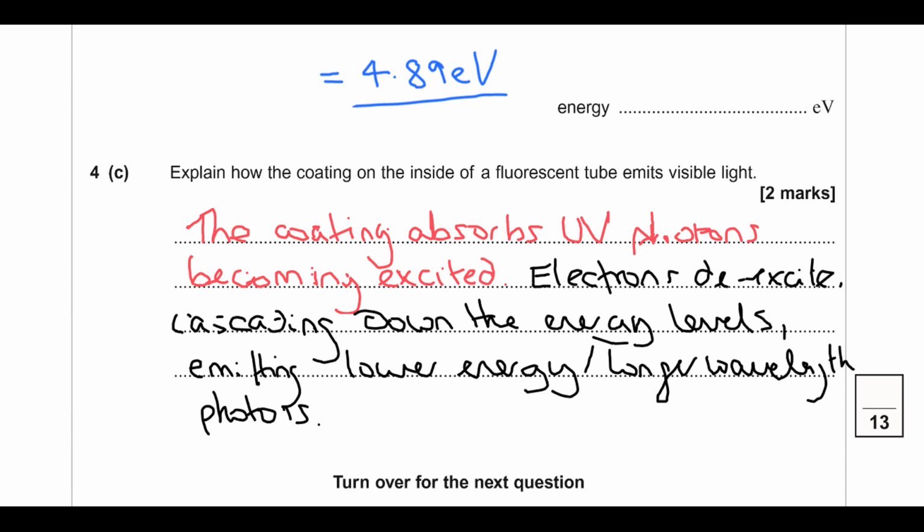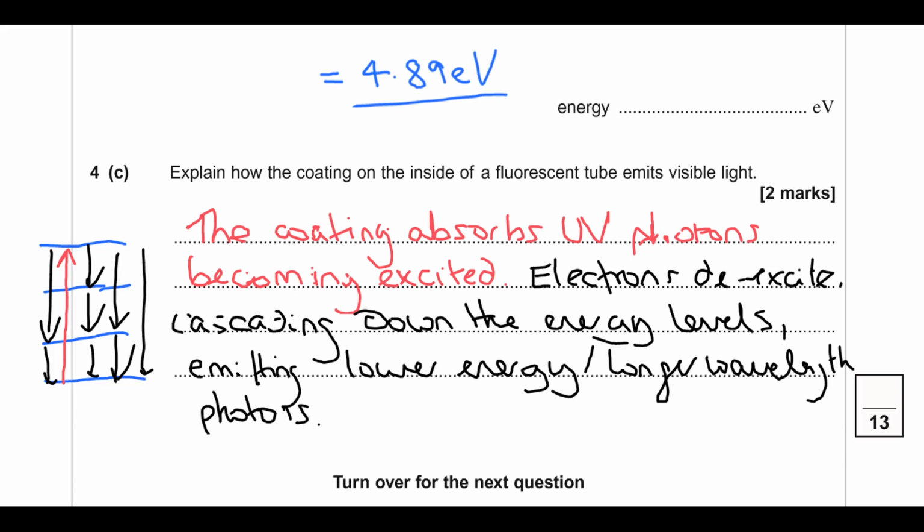Okay, so that's what we've got there. So just to explain what's going on here, if we imagine this is like the coating, mercury emits UV, so UV excites up to this level, and cascading down the energy levels is this process here where it's taking these smaller transitions. I mean, it will be taking all of these different routes, but that's the process of cascading down the energy levels. And you can see here we get these lower energy, longer wavelength photons formed when that happens. Okay, so that concludes that question.